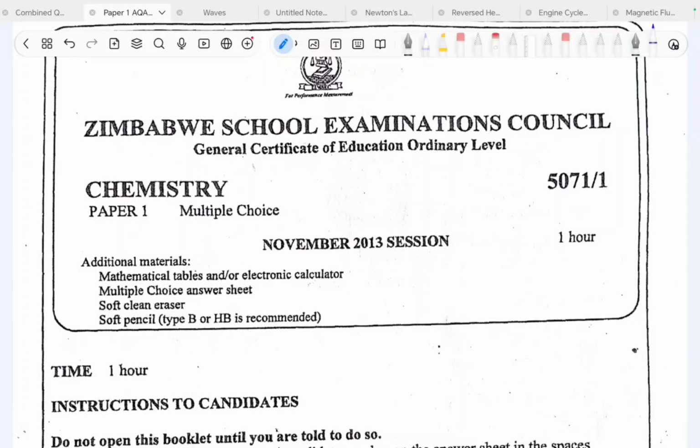And disclaimer, as we go into this video, this shouldn't be used as primary revision. This is just me going through the paper, for anyone who's going through the paper, looking at the mark schemes and is struggling to see how to attempt the questions. So yeah, background and why I'm confident enough to make this video.